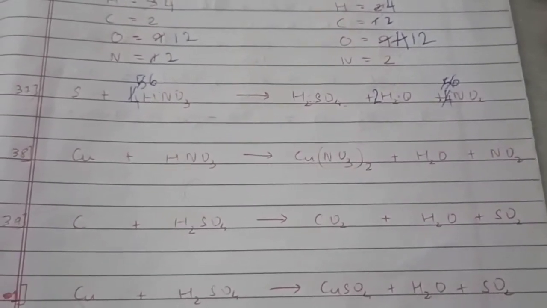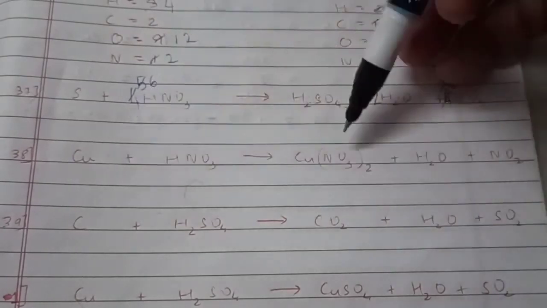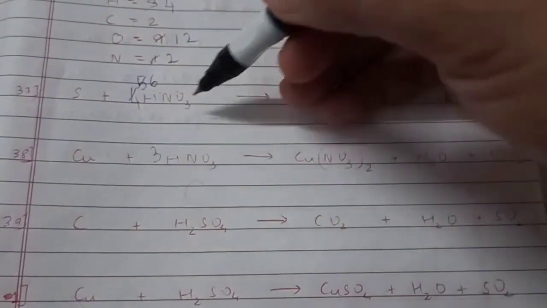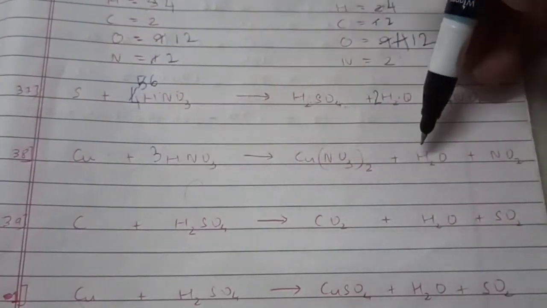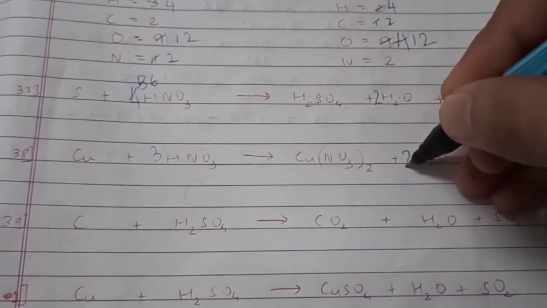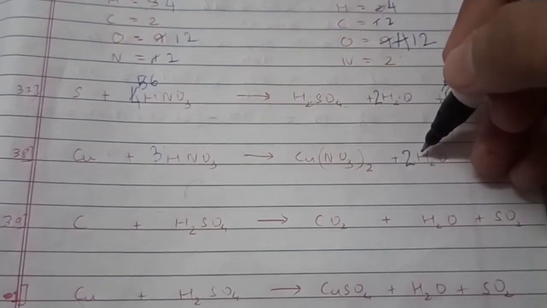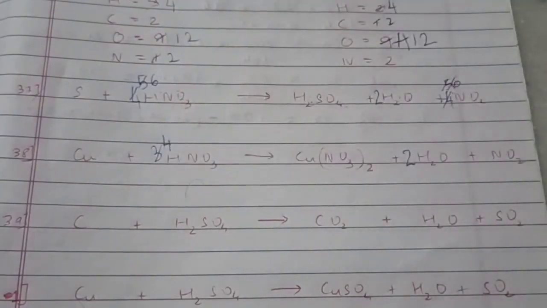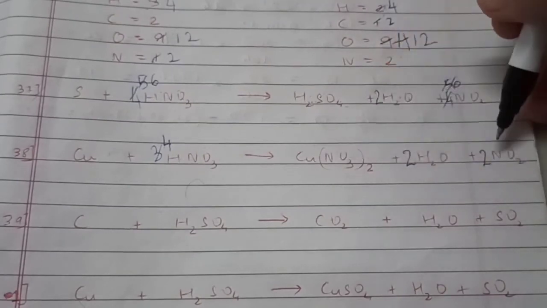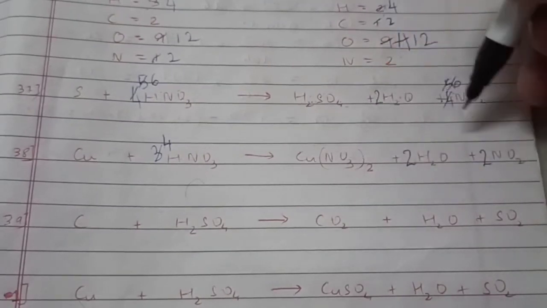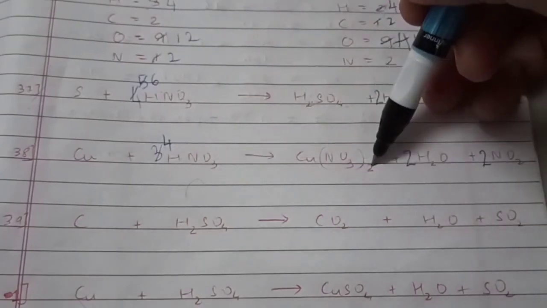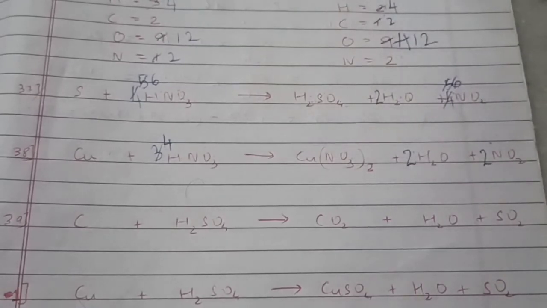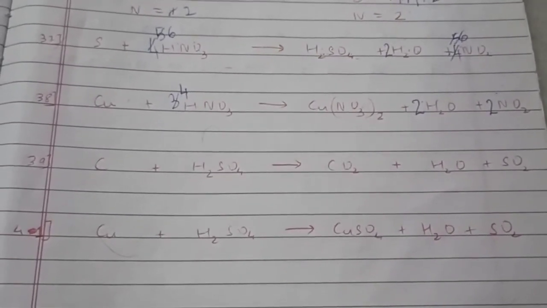Now the 38th sum. Copper 1, copper 1. Nitrogen 1, nitrogen 2 plus 1, 3. So definitely a 3 here. Hydrogen 3. Hydrogen is just 2. I'll have to increase it. So hydrogen becomes 4. So I'll have to increase this further. Now nitrogen is 4. What if I put a 2 out here? Now nitrogen is 4. What about oxygen? 4 into 3, 12. 3 into 2, 6. Plus 2, 8. Plus 4, 12. So that's balanced. Now the 39th sum.